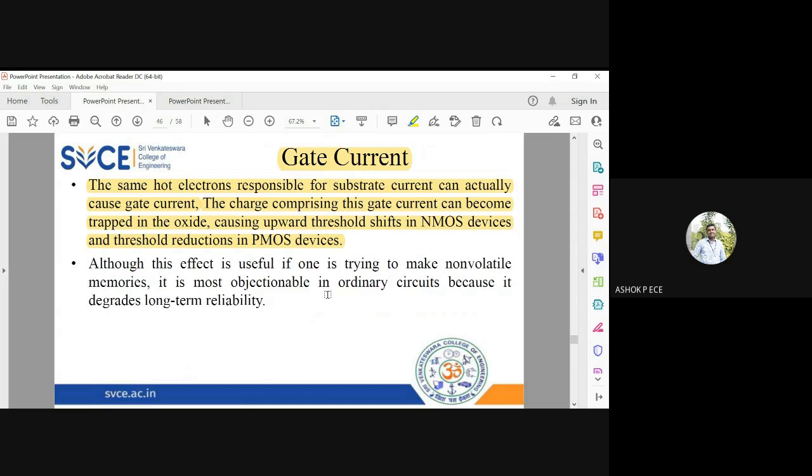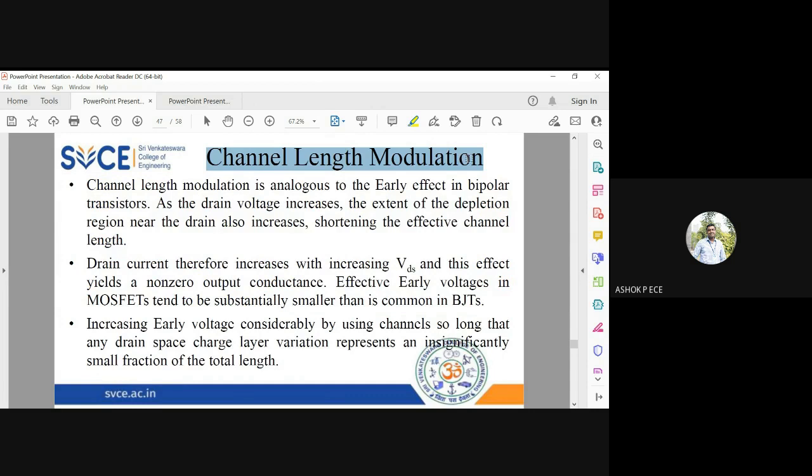All these are possibilities. You cannot say that always a device will have gate current, or always the device will have substrate current. No. Depending on the operating conditions of the device, these parameters can be present or completely absent. And these have to be considered, and you cannot ignore them because it will create a question mark on the long-term reliability of the device. So we cannot ignore the effect of gate current and substrate current, and due importance has to be given while fabricating the device. Channel length modulation.